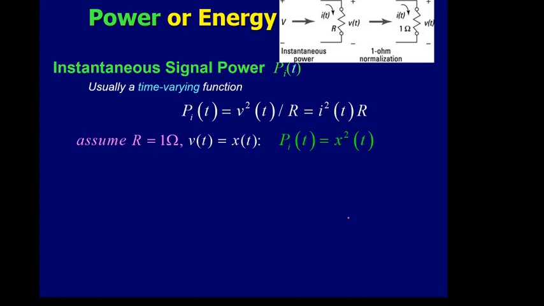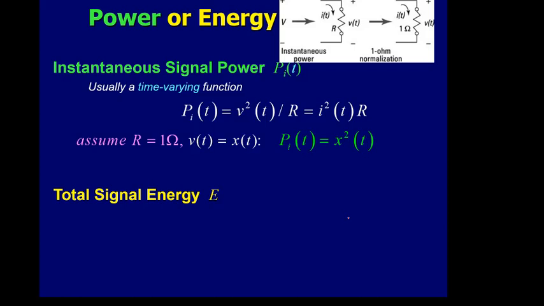And so then the power is proportional to the voltage squared or the current squared. Since it's either of those, we can use the same variable x of t to represent either a voltage or a current. So if the signal has a value of x of t, the power in the signal is x squared of t, again assuming that the resistance is 1 ohm. Now that's the instantaneous power. Again, it's a function of time, and we show that explicitly with the function arguments.